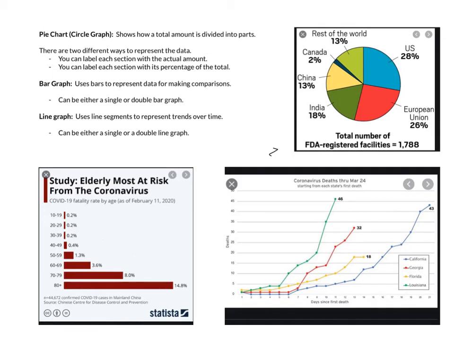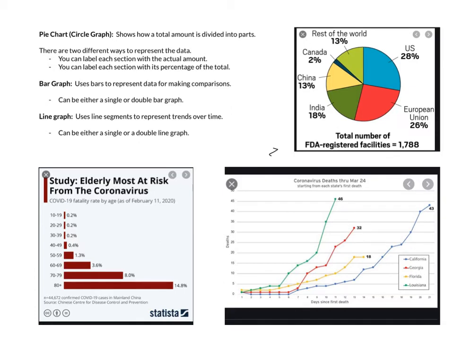Another one that you see on the news quite often right now is bar graphs. Bar graphs are used to represent data for making comparisons. It can either be a single or a double bar graph. So for instance, we have one down here. It says that the elderly are most at risk for the coronavirus. Note that 10 to 19-year-olds is 0.2%, 20 to 29-year-olds is 0.2%. And we go down further and further, and we can see that as the age increases, the percentage also increases.